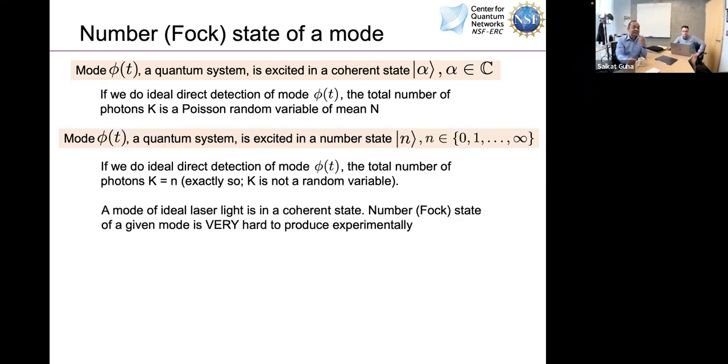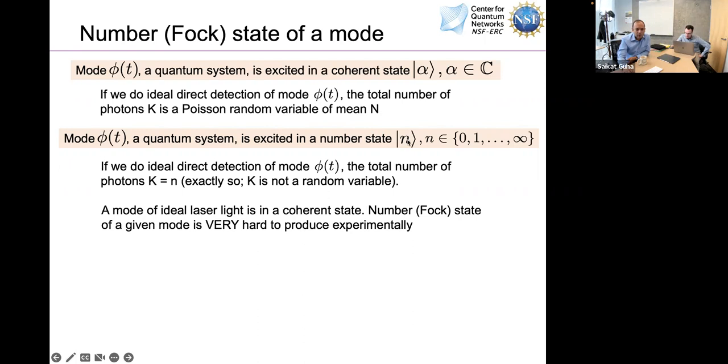What if I was able to excite that same mode phi of t in a state that I call a Fock state that has a perfectly fixed number of photons n? Now, you could generate a state like that, although it is very, very hard to generate it experimentally. People generate routinely states where n equals 1. It's called a single photon state.